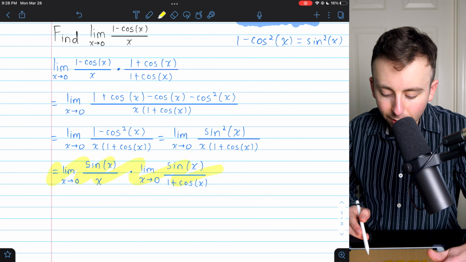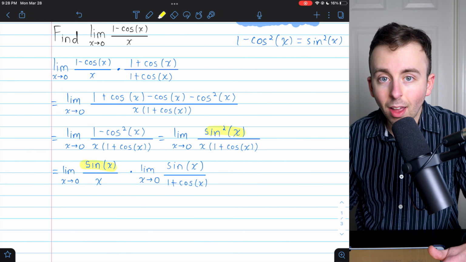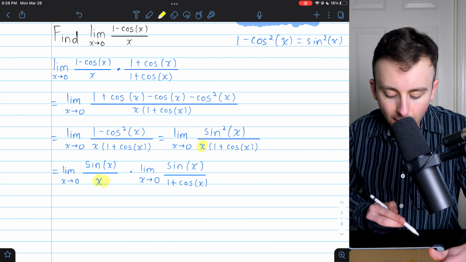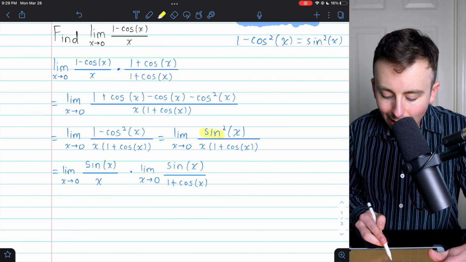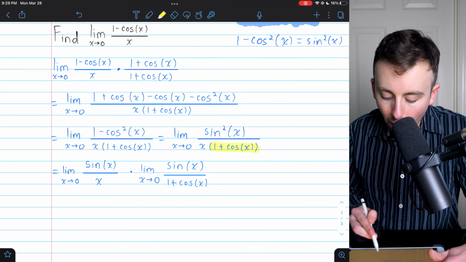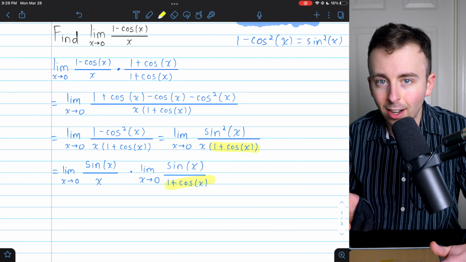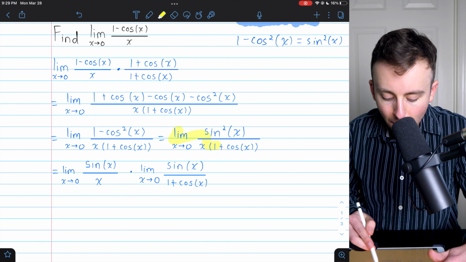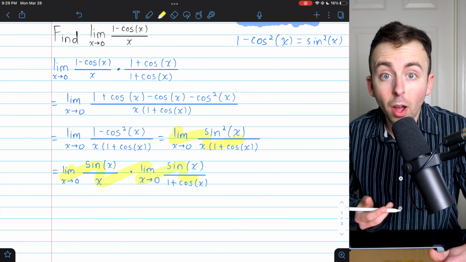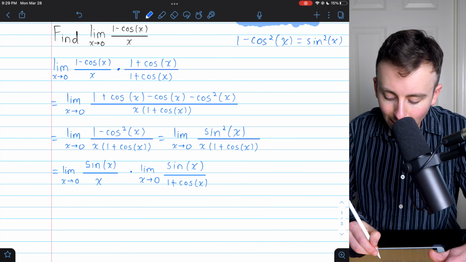And there it is. We take out one factor of sine along with the x in the denominator, and then the other factor of sine is left with 1 plus cosine x in the denominator. This is the product of the limits. So all that's left is to evaluate these limits.